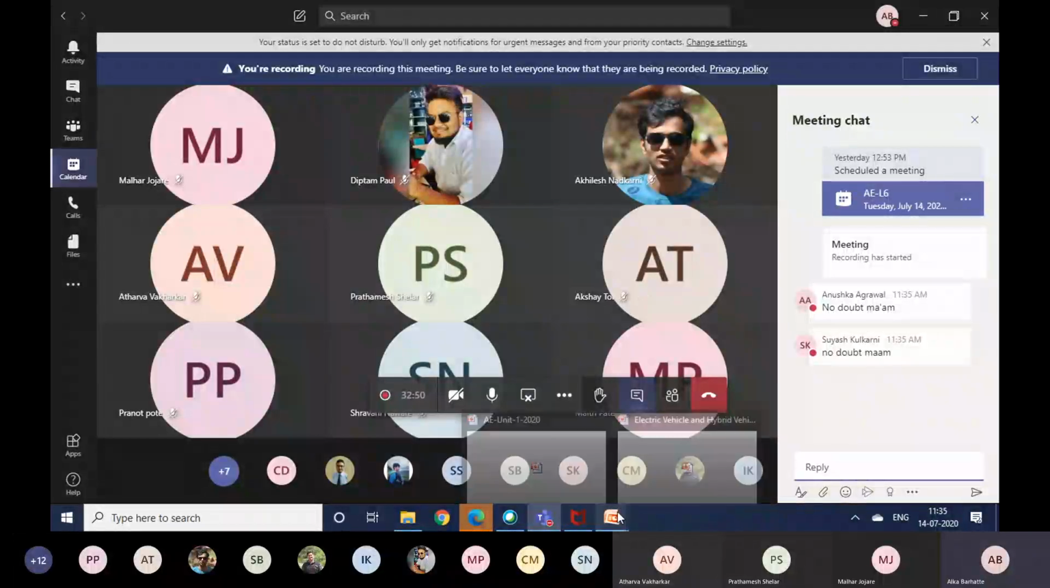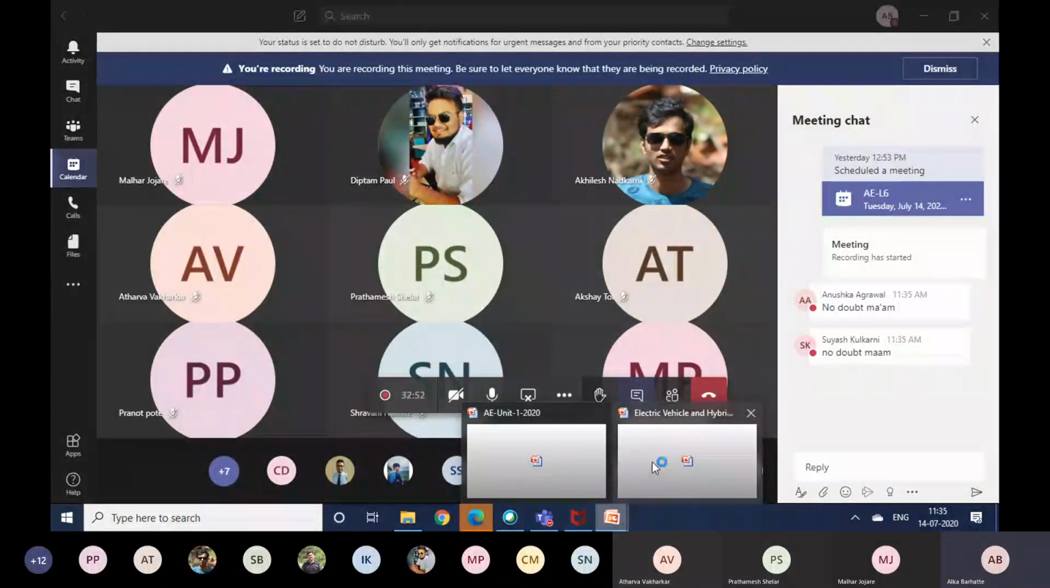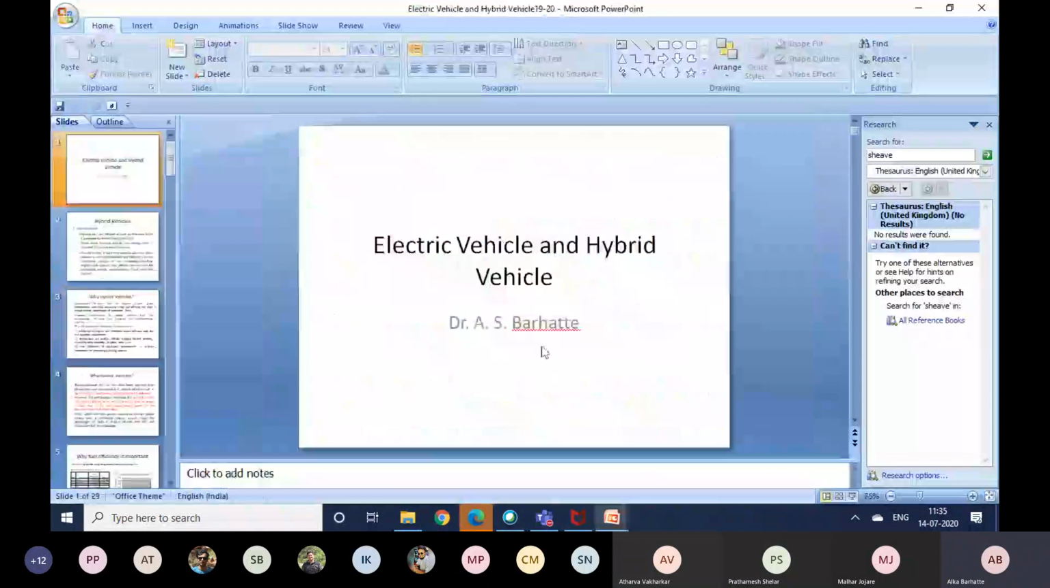Now I'll start with the last topic of our first unit, and that is the introduction to hybrid and electric vehicles. We are simply going through the various architectures which are used in electric and hybrid vehicles.